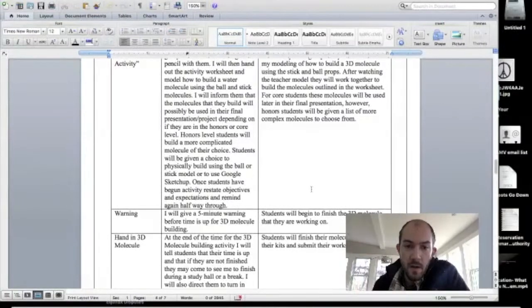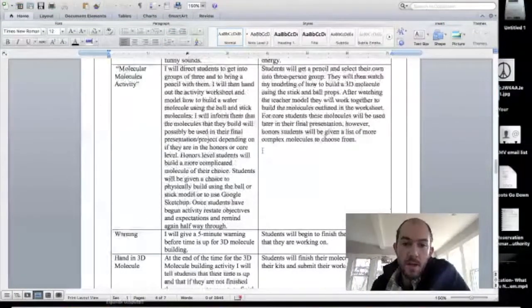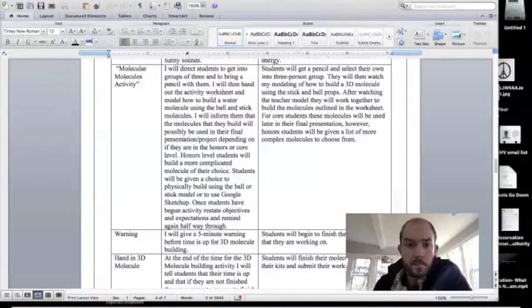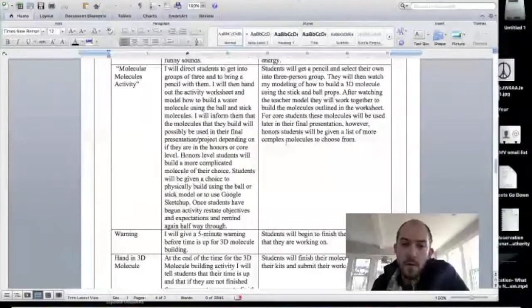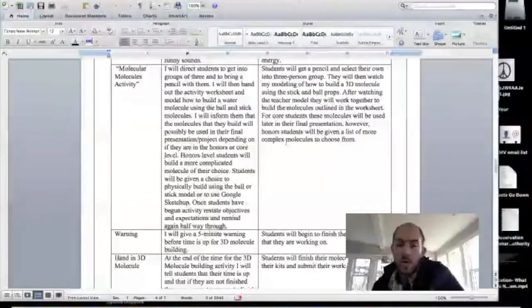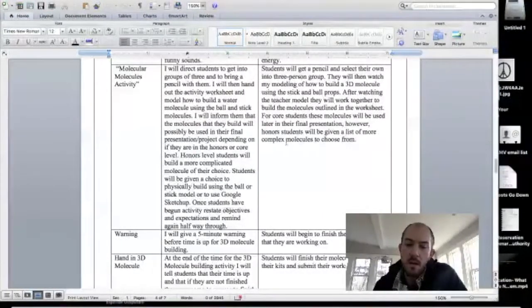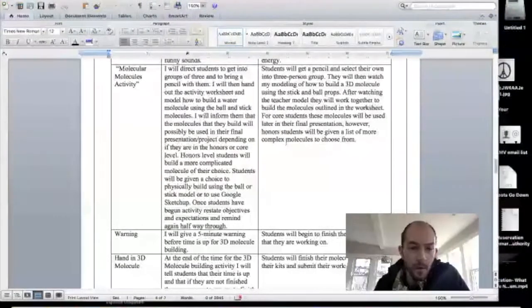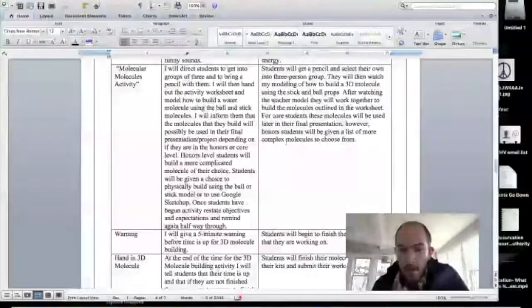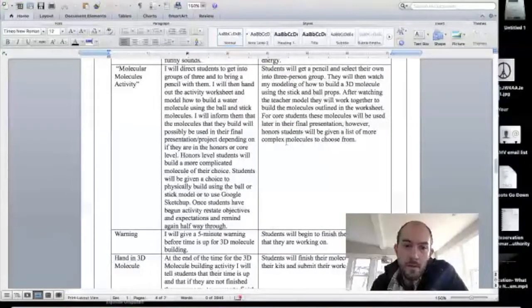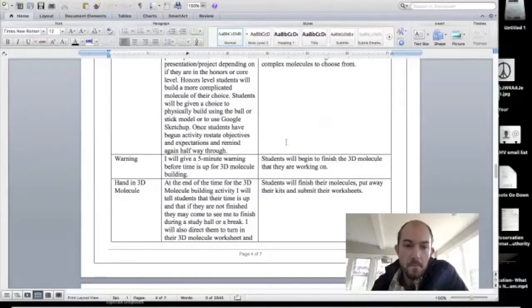It's kind of crazy. The other thing is that the students will have an option to use Google SketchUp to build their molecules, so they'll either be able to do a very hands-on activity where they're literally putting the balls and the sticks together, or if they are more tech savvy and interested in doing it, I'll allow them to build the molecules digitally, which is kind of fun, and it makes for an interesting tech activity.